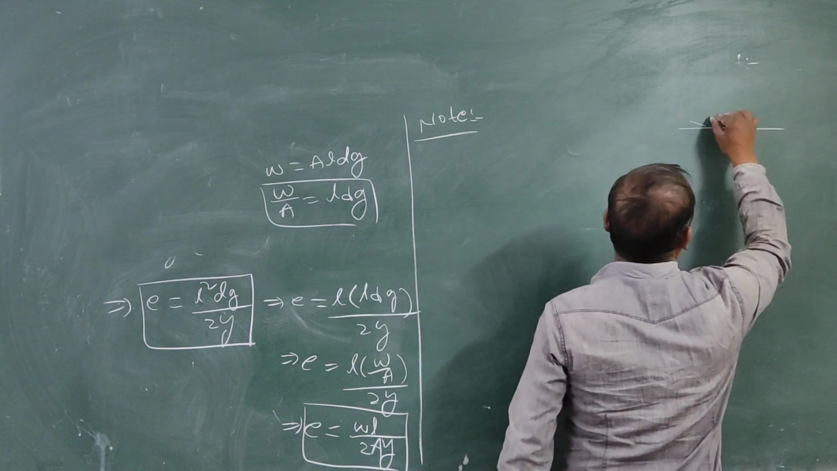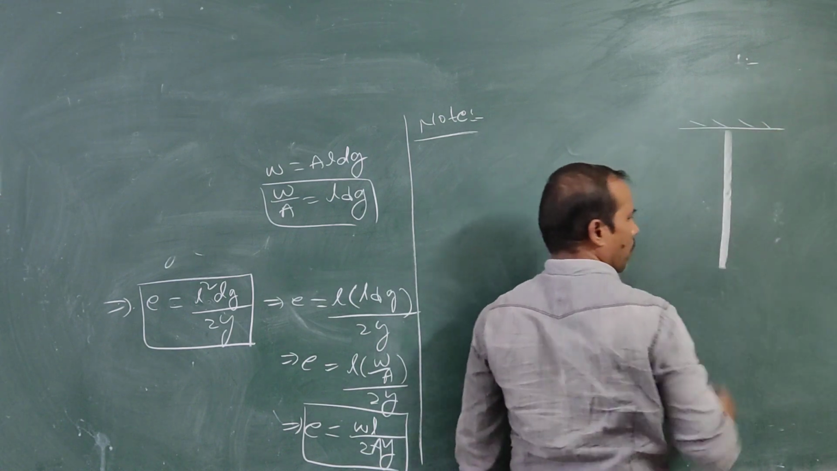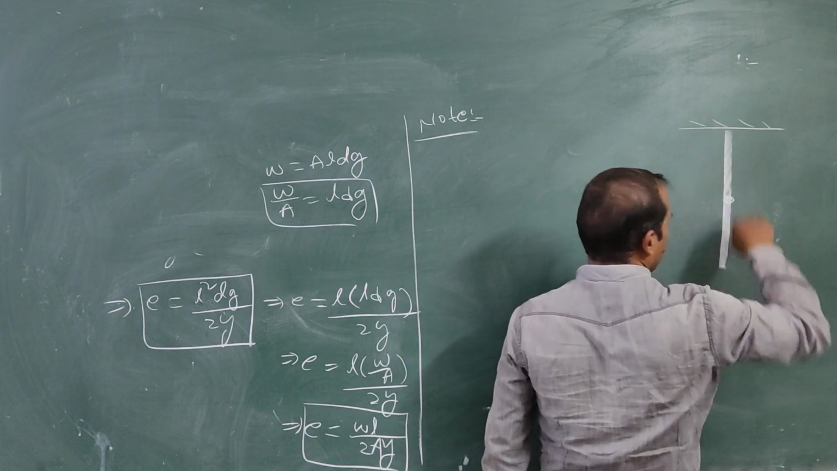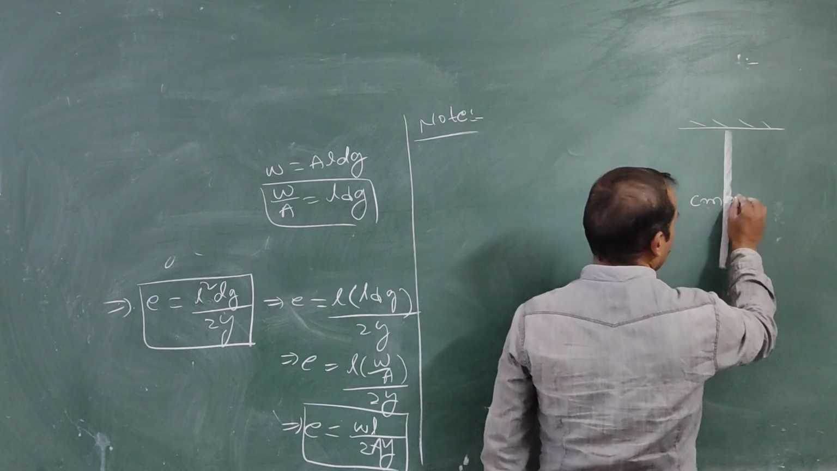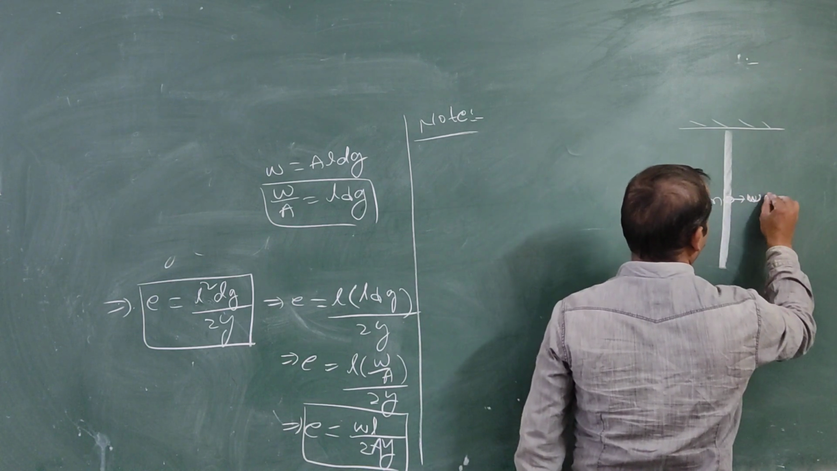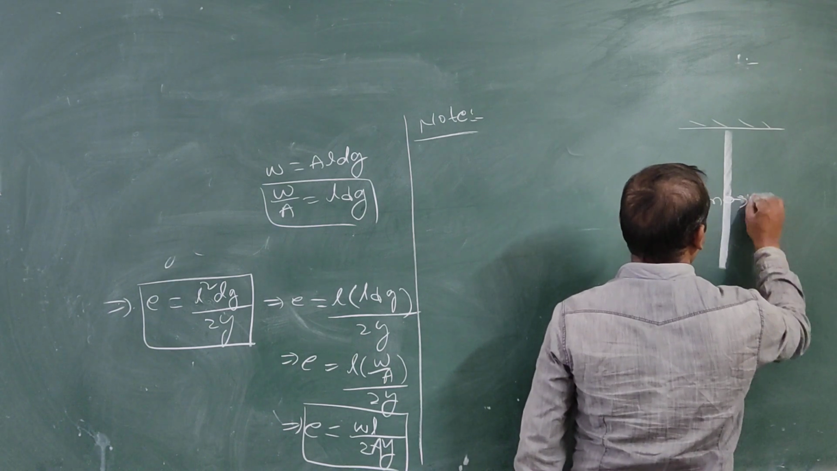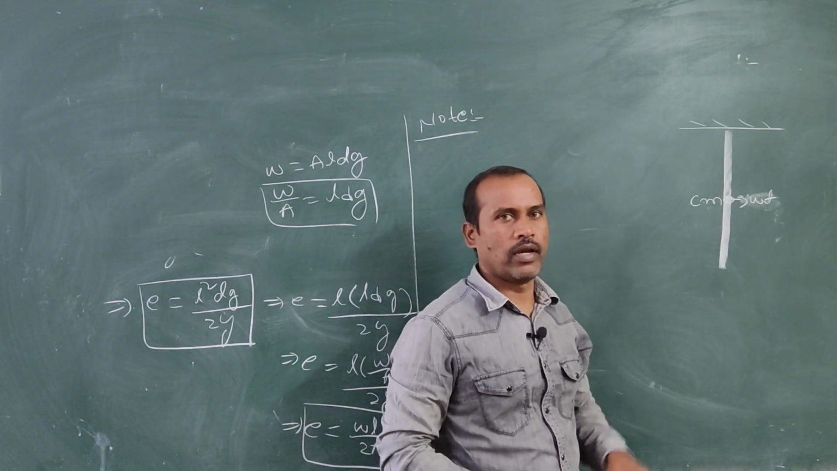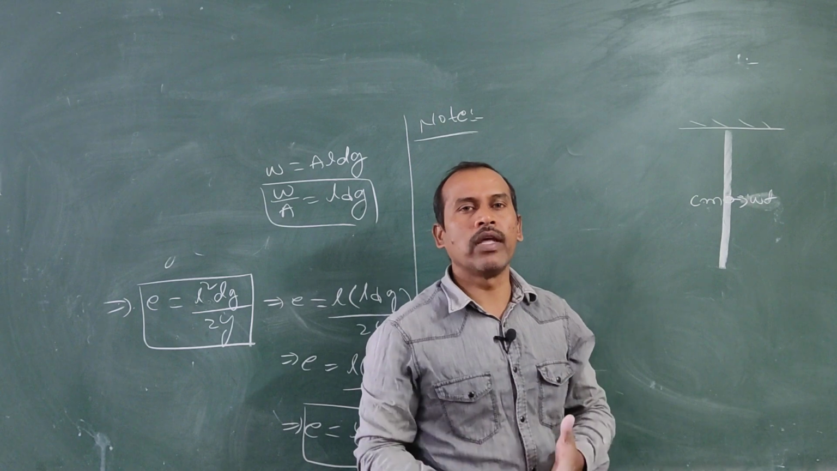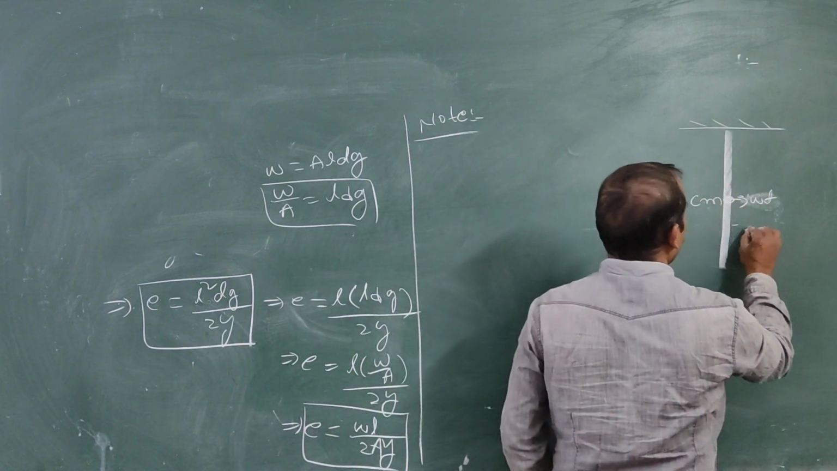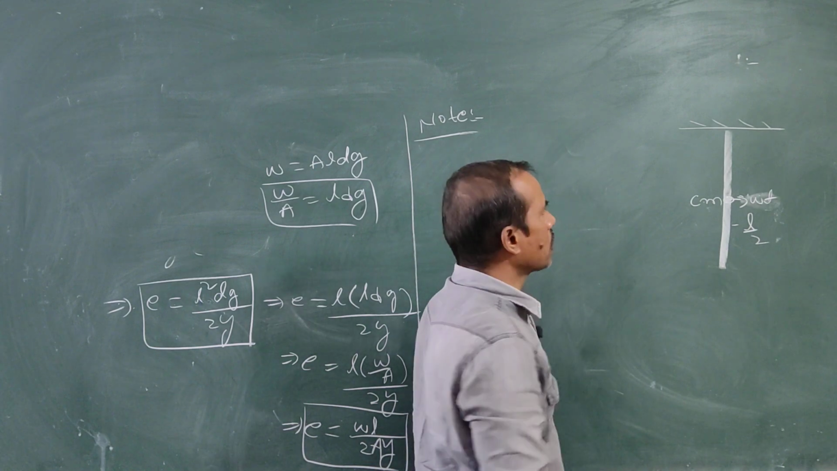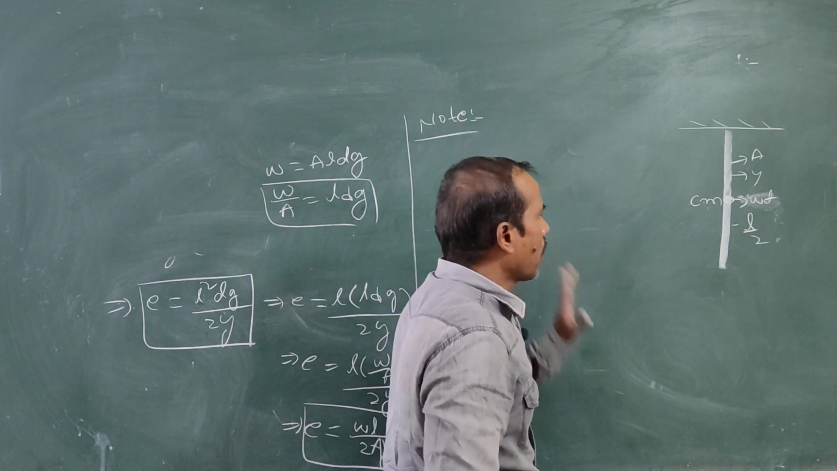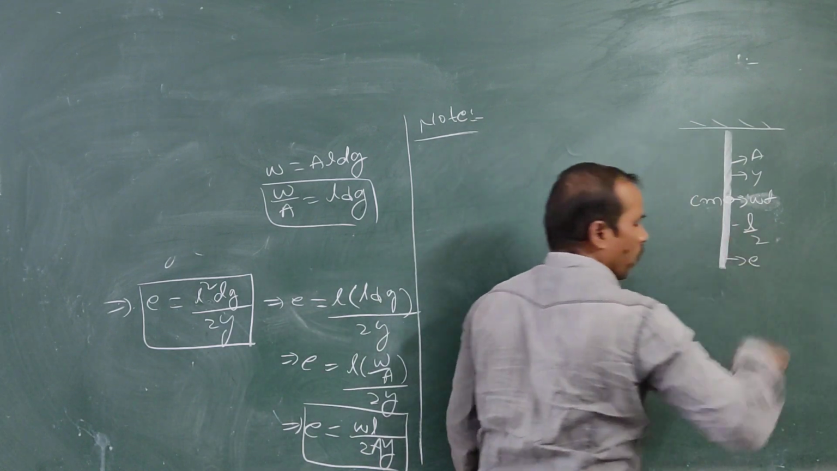This is the weight. The total weight is concentrated at the midpoint of this wire, at the center of mass. The effective length of this wire is L by 2. The Young's modulus of this wire is Y, with area of cross section A. So the elongation in this total wire due to its own weight is E.